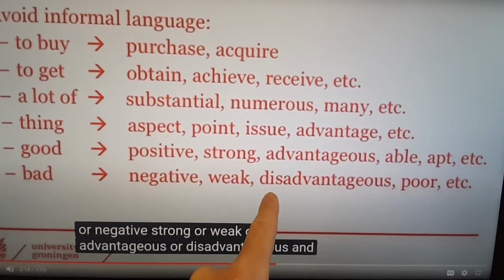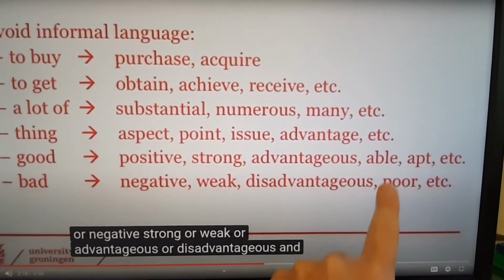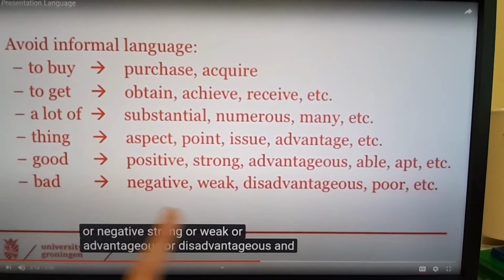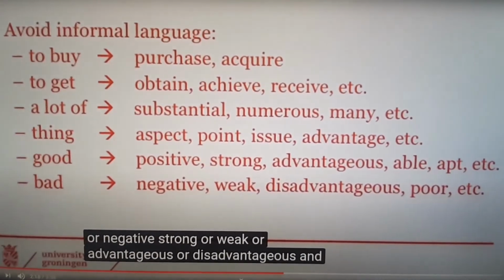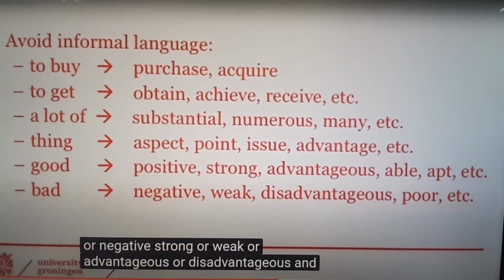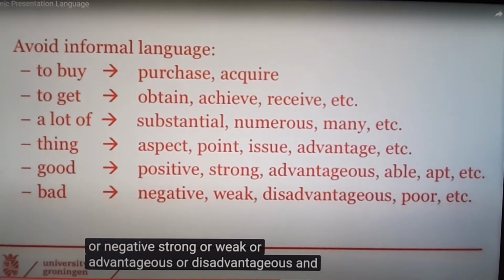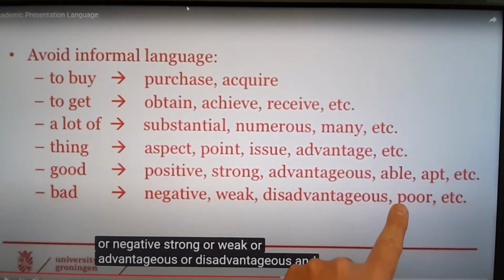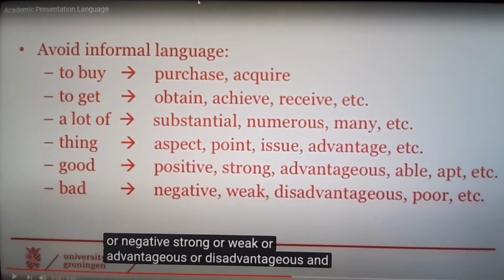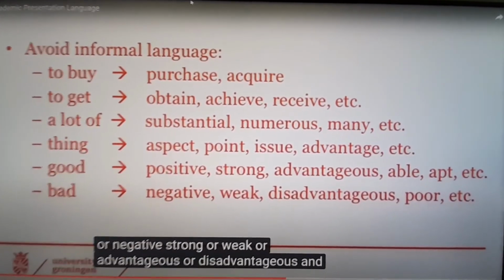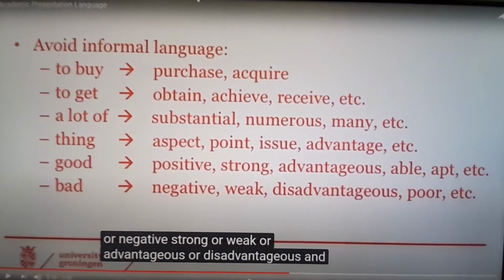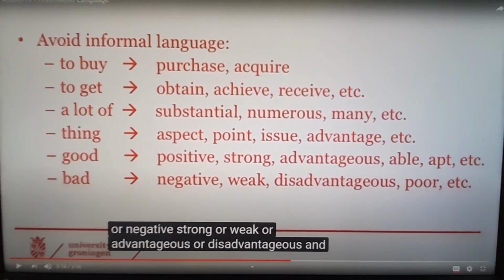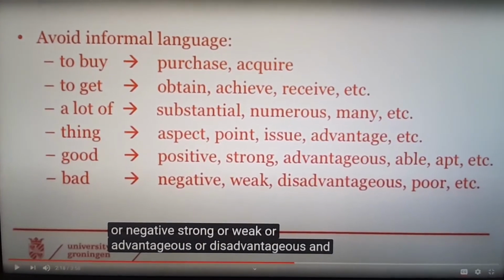Advantageous, disadvantageous. Poor is a great word. For bad, I like to see poor. So the conditions were poor. Bad conditions, zlé podmienky, but better than that is poor conditions, or the weather was poor, the lighting was poor. So when you want to talk about something that just wasn't suitable, substitute it with poor.